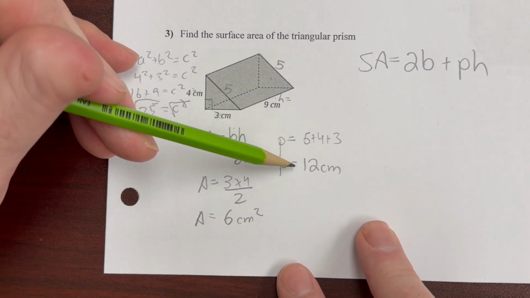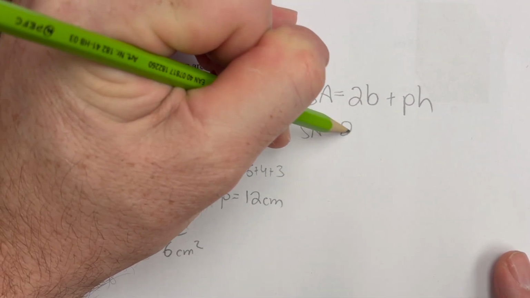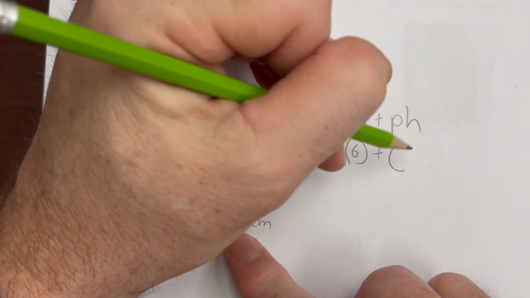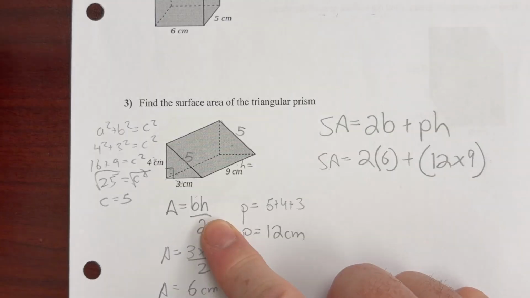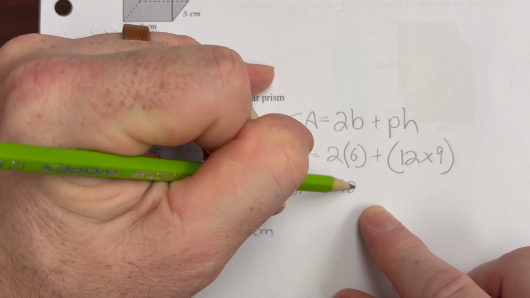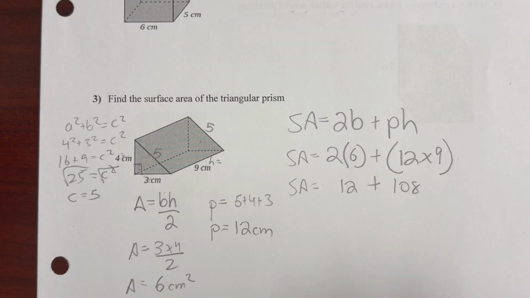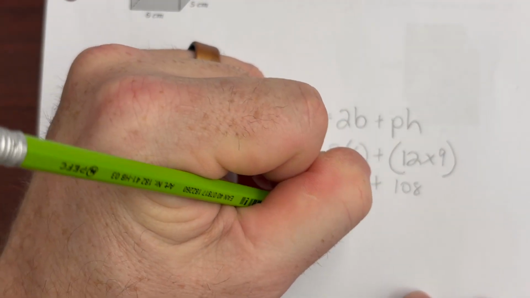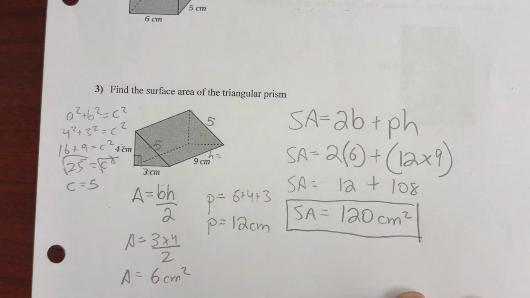I know my height, my perimeter, and my area, so I can plug my stuff in. Surface area equals 2 times the area of the base, which is 6, plus the perimeter, 12, times the height, which is 9. Now I'm just going to solve it from there. Do we know what 9 times 12 is? Correct, it's 108. So 108 plus that 12 is 120 centimeters squared, because it's area. There's our answer.